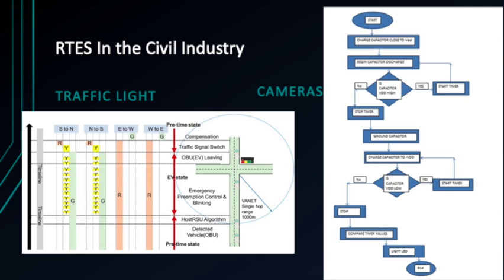So here the figure on the left shows a traffic light schedule. You've got the pre-time state, the evaluation state, and then because a traffic light is for a two-way road, you also have a second pre-time state.